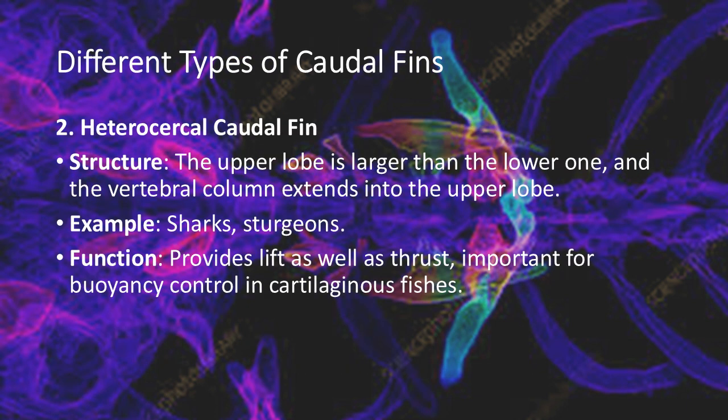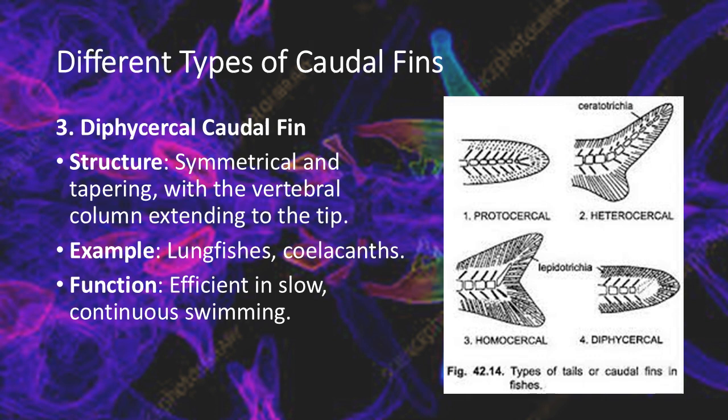2. Heterocercal caudal fin. Structure: the upper lobe is larger than the lower one, and the vertebral column extends into the upper lobe. Example: sharks, sturgeons. Function: provides lift as well as thrust, important for buoyancy control in cartilaginous fishes.